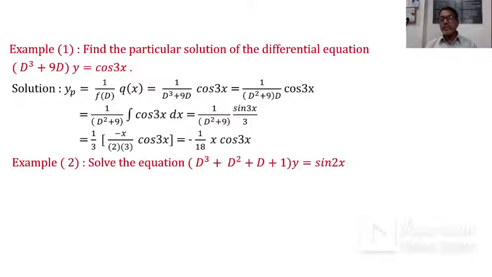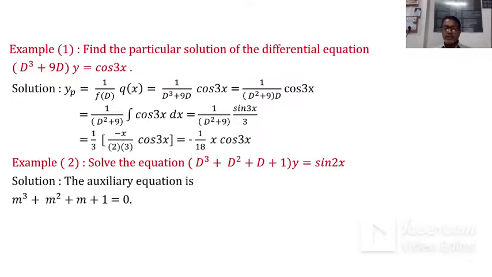Now to find the complementary function, as usual, we have to take the associated homogeneous differential equation. From that, consider the auxiliary equation. Here the auxiliary equation is m cube plus m square plus m plus 1 is equal to 0.